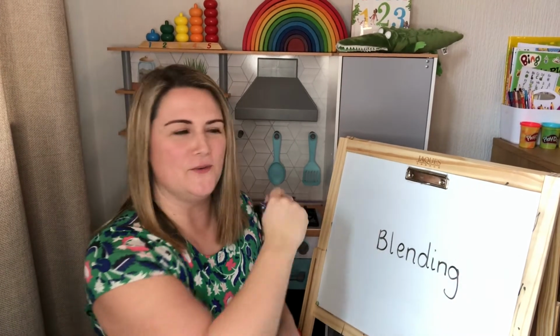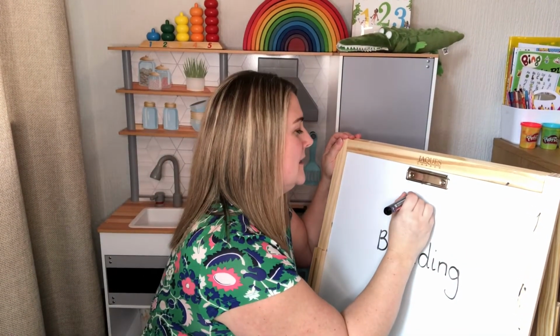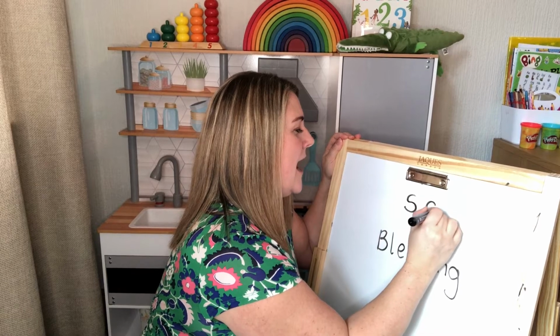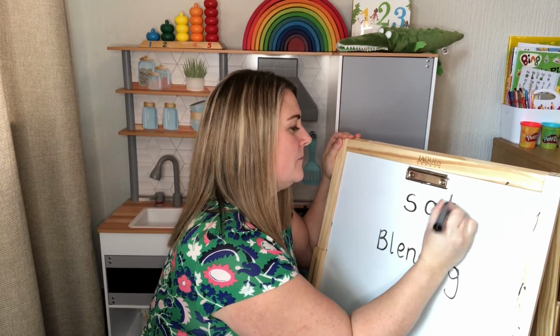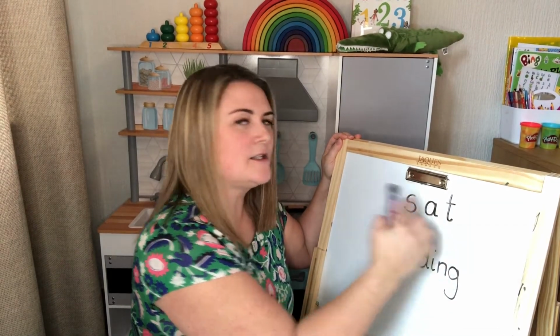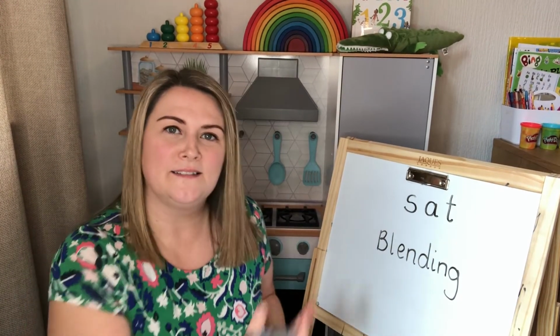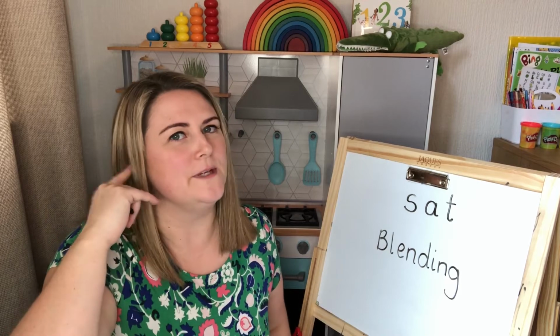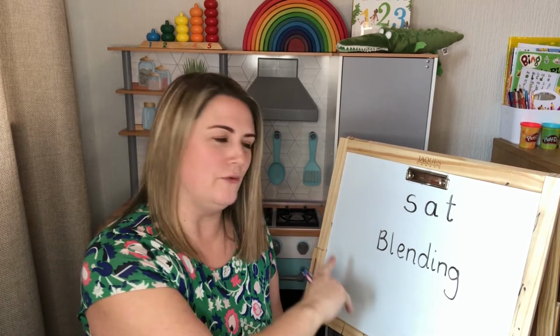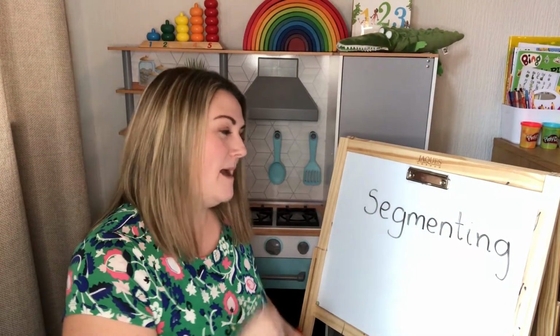So next up we've got blending. Now blending is when we use the written sounds. So if you had s, a, t, s-at, s-at makes sat. That's the difference. So oral blending we use our ears, and blending we read those sounds to put them together. We blend them.